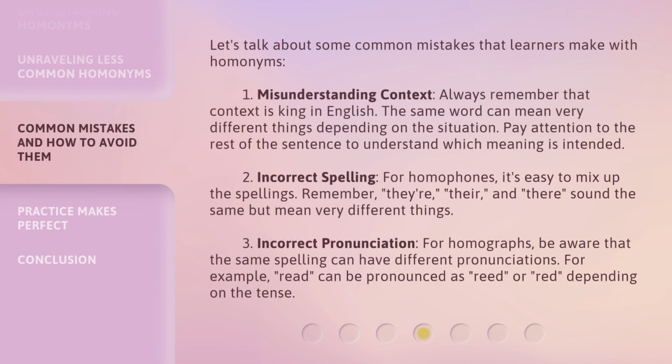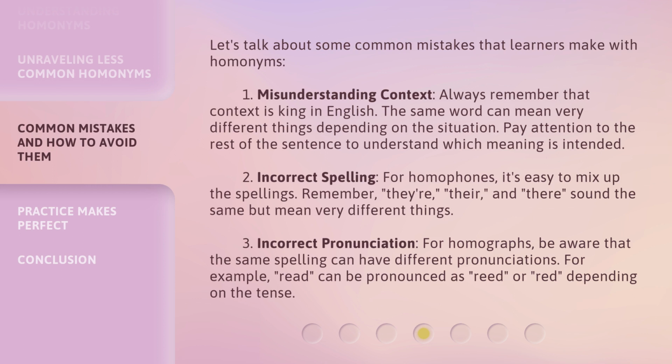Let's talk about some common mistakes that learners make with homonyms. 1. Misunderstanding context. Always remember that context is king in English. The same word can mean very different things depending on the situation. Pay attention to the rest of the sentence to understand which meaning is intended.